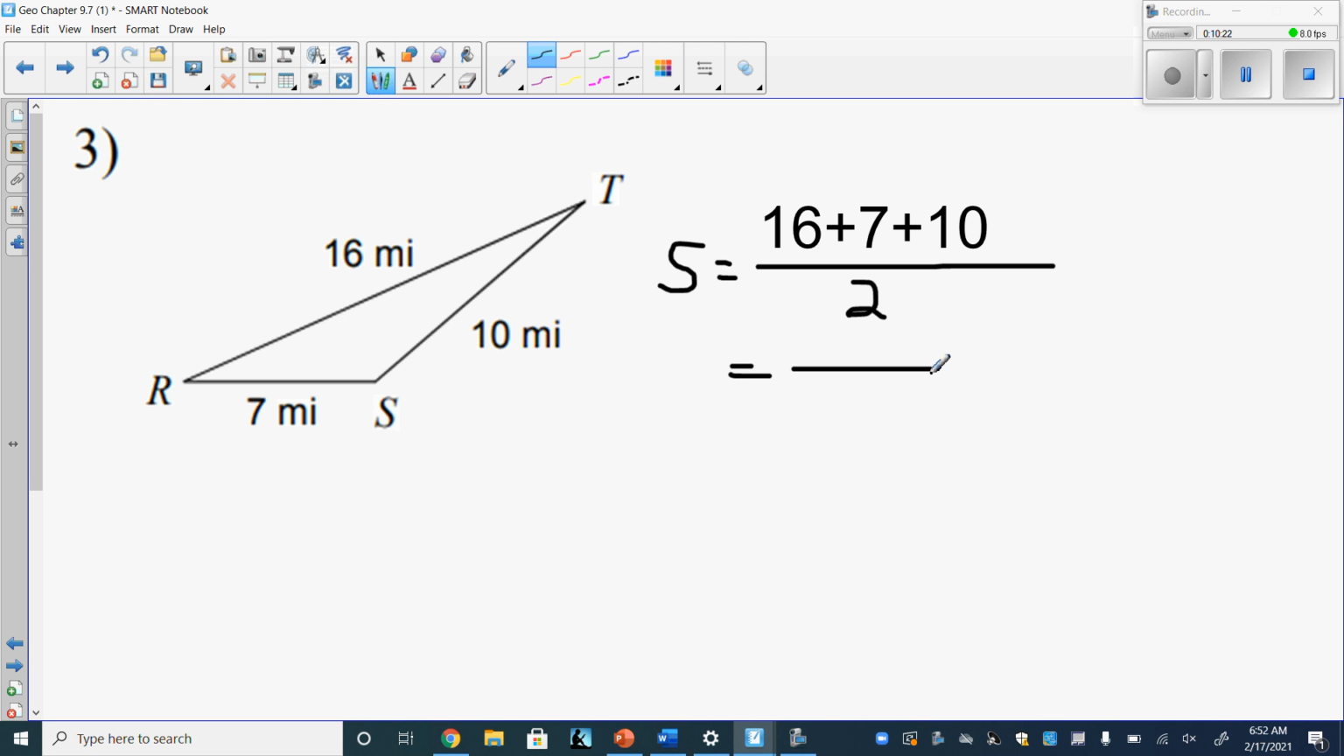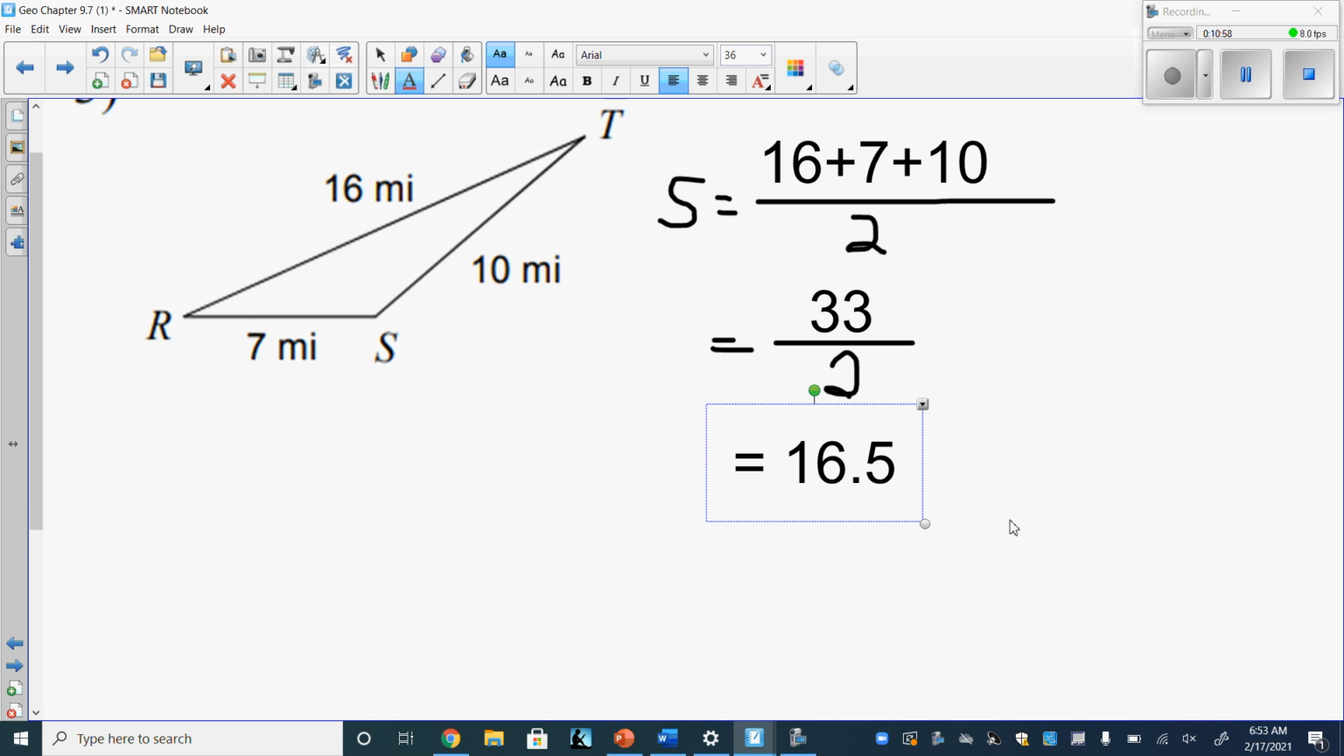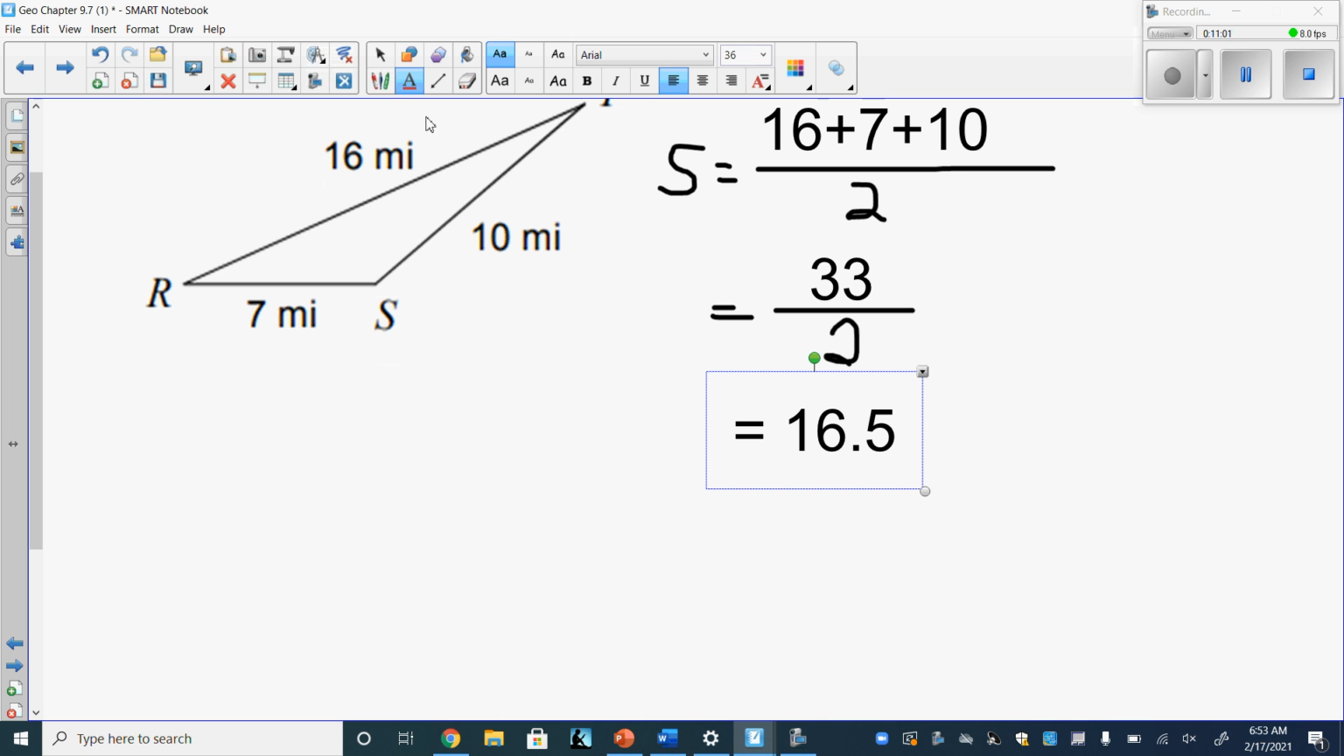When we add all of those three side lengths together, 16 plus 7 is going to be 23, and 23 plus 10 is 33. And we're going to take 33 and divide it by 2. And 33 divided by 2 will give us 16.5. So that means our S value for this triangle is 16.5.